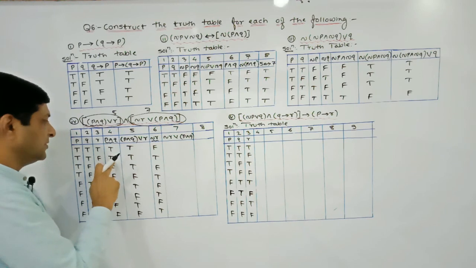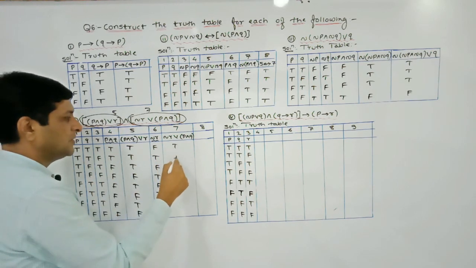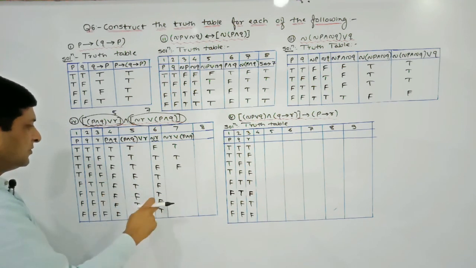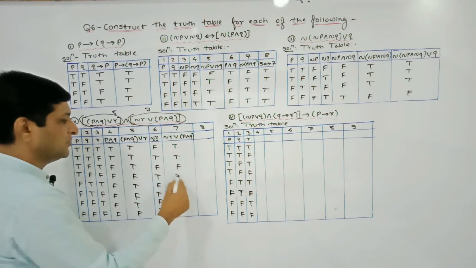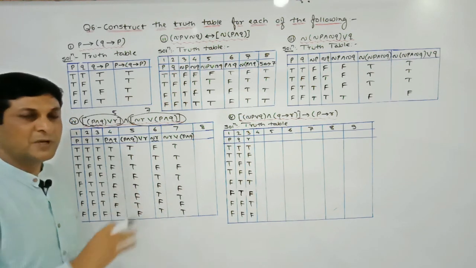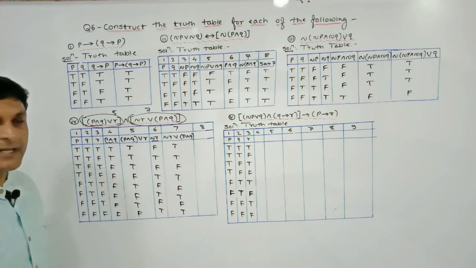Well, now connect these two statements by OR. So true, true, false. True, true, false. Later on, true, false, true, false, true. True, false, true, false, true, because OR will be true if at least one of the two statements is true.